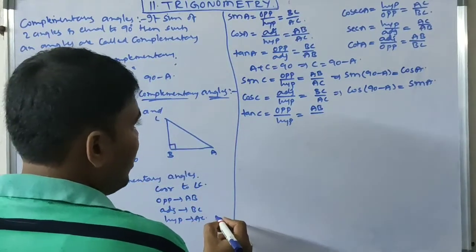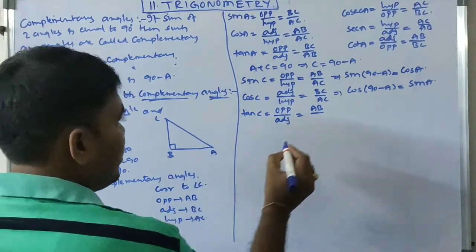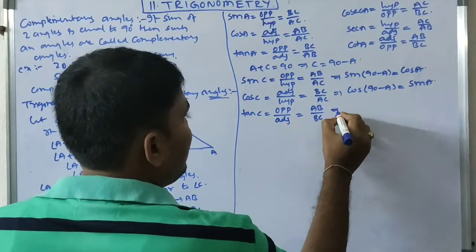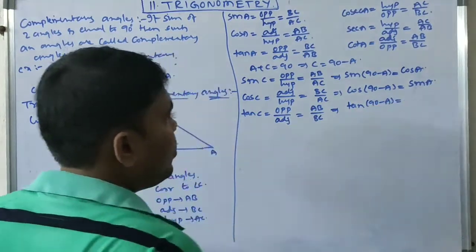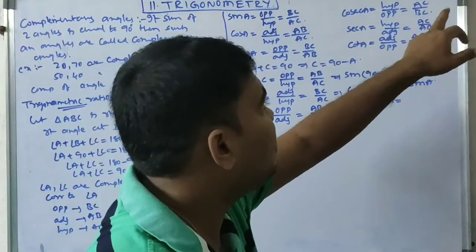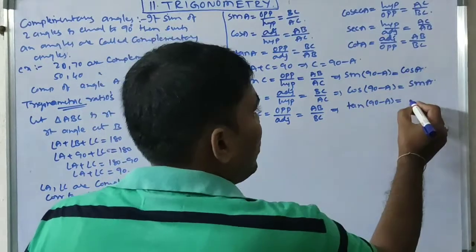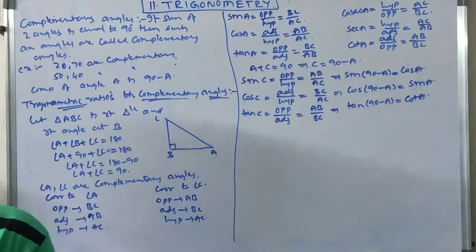Hypotenuse. Tan is opposite by adjacent. Adjacent is BC, so AB by BC. Tan C with C equal to 90 minus A is tan of 90 minus A. If we observe, AB by BC here is equal to cot A. So tan of 90 minus A equal to cot A.